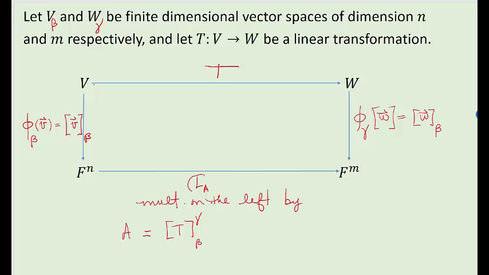So L sub A just means that it is a mapping from Fn to Fm. It is an m by n matrix, and we multiply these vectors on the left by A, and we get these vectors here. So you can think of mapping from V to W by linear transformations, or you can work in Fn to Fm, and then your transformations are all left multiplication by the matrix representing the transformation.